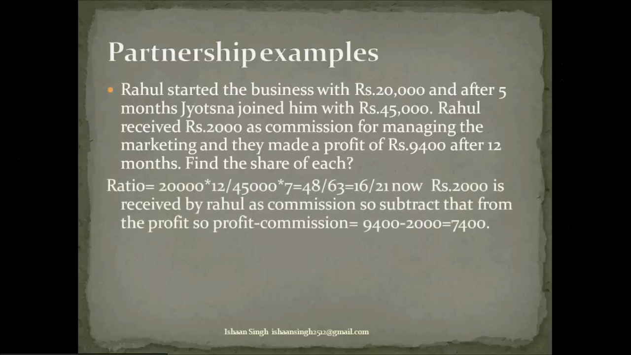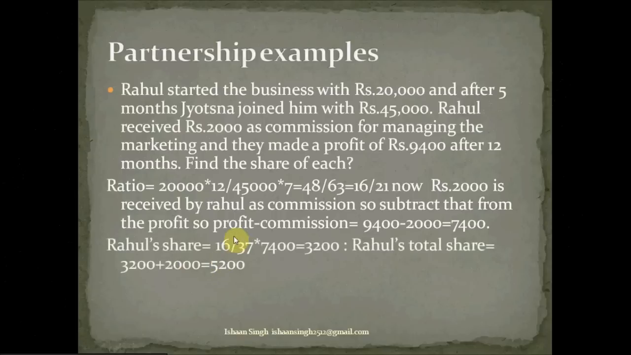So looking at it, the ratio is 20,000 into 12, that is the share of Rahul into his time period, upon 45,000 into 7, the share of Jyotsna and her time period. The ratio becomes 48 by 63, that is 16 by 21. Now rupees 2,000 is received by Rahul as commission, so subtract that from the profit, so the profit minus commission becomes 7,400. This 7,400 will now be divided in the ratio of 16:21.